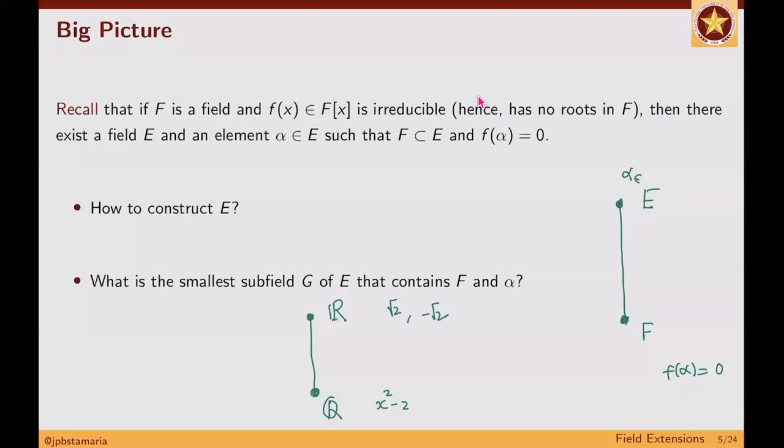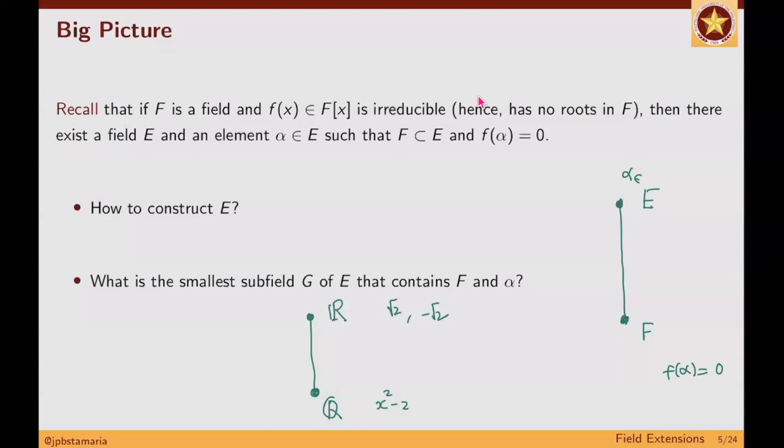You may have overkilled the polynomial x squared minus 2 by using the entire real number line. Kasi this field is just too big to just address a very simple problem. Ang problem mo, x squared minus 2 lang. Pero ginamit mo yung buong real number line. That may be an overkill. So kaya ang tanong natin dito, tignan nyo. What is the smallest subfield G of E that contains F and alpha?